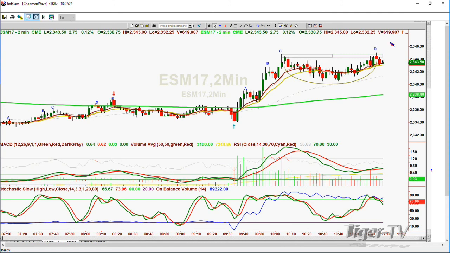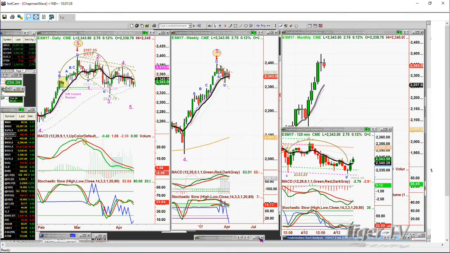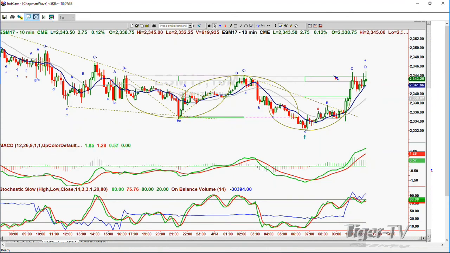Now, if it breaks to the upside, look what happens. This is a very important moment because in the 10-minute chart, we've gone from the 2 to the 10. We're already in leg D. We went to a D in the 2-minute chart in a different formation. We went to a D. We've just gone to a D in the 10-minute chart.